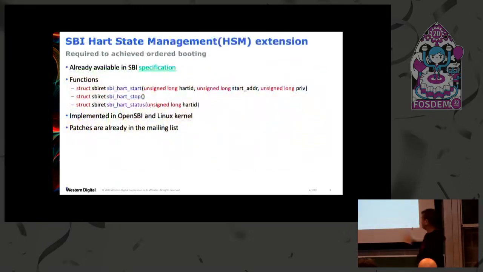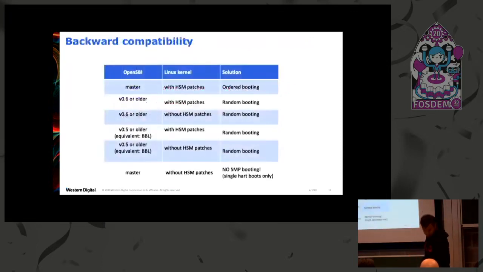Okay, so how do we bring up and stop the harts from the firmware with the new set of SBI calls? I'll not go through the details. It's available in the spec. It's already merged, and the patches are also available in OpenSBI, and the Linux kernel patches are already on the mailing list, so you can take a look and give feedback. I just recently posted. So with the ordered booting feature, one of the issues we had is how do we maintain backward compatibility?